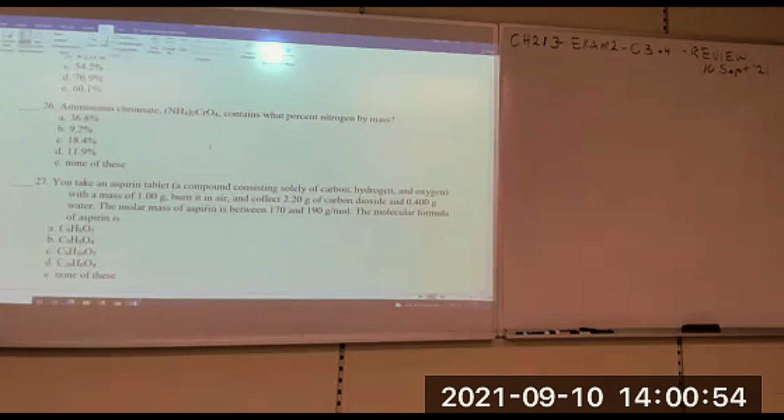There's another one. You have to be careful with these that have parentheses, because this one has 2 nitrogens and 8 hydrogens. Correct.